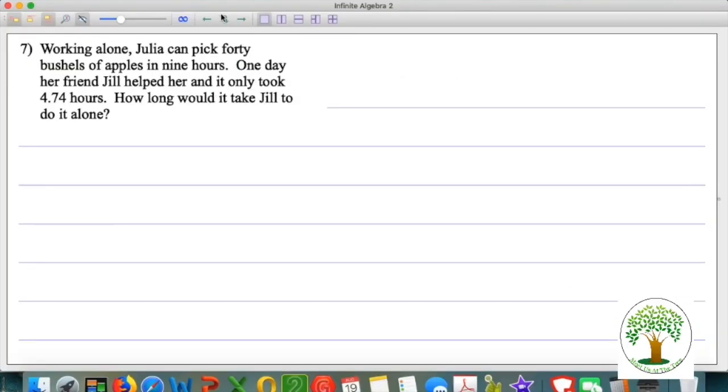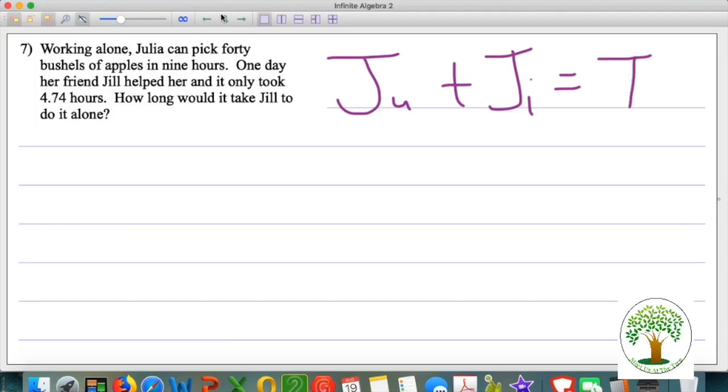Here we go. Working alone, Julia can pick 40 bushels of apples in 9 hours. One day, her friend Jill helped her, and it only took 4.74 hours. How long would it take Jill to do it alone? Now, this is a different one than we had before. Our initial equation is still Julia. I'm going to do a J-U because we have Julia and Jill. We still have it together, and if you want to put a T for together, that works for me too.